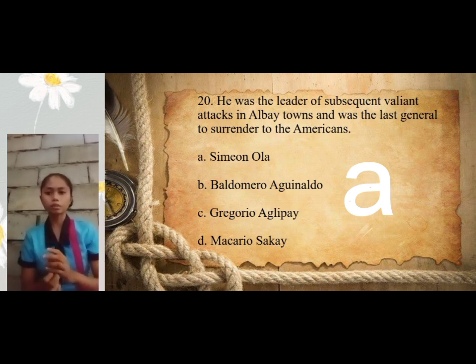So, Baldomero Aguinaldo is the president of the Magdalo faction. He was the first cousin of Emilio Aguinaldo, the first president of the Philippines. Gregorio Aglipay is a co-founder of the Philippine Independent Church. And Macario Sakay is the first president of the Tagalog Republic, executed because of the Brigandage Act. And Simeon Ola was the answer. He was the last general to surrender to the Americans.